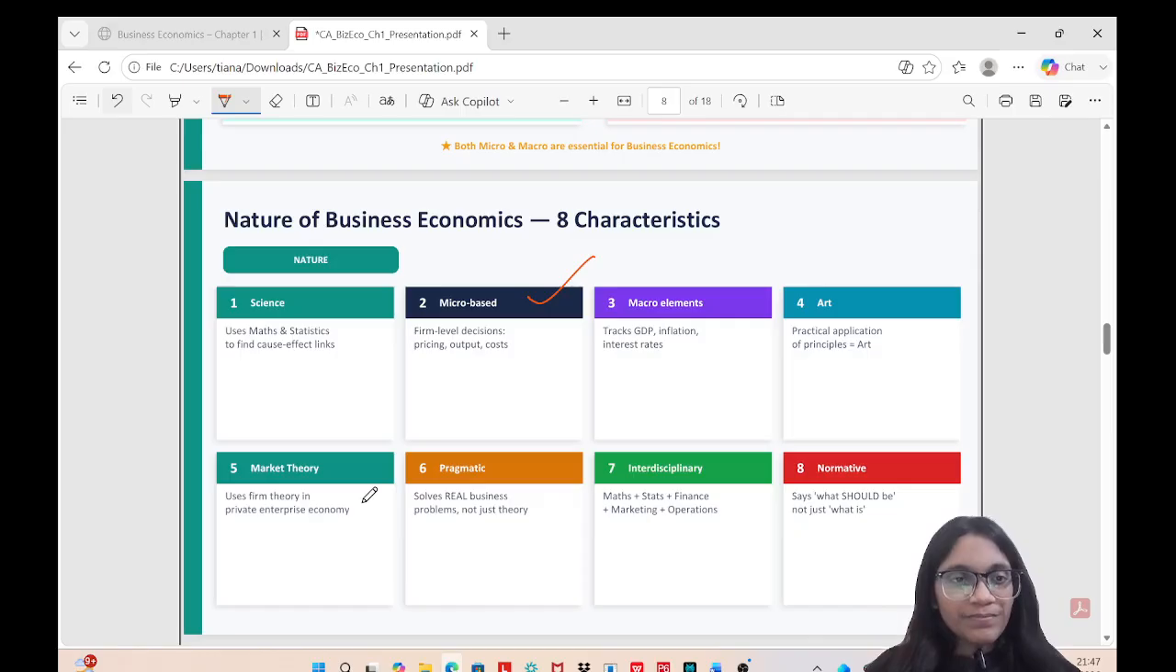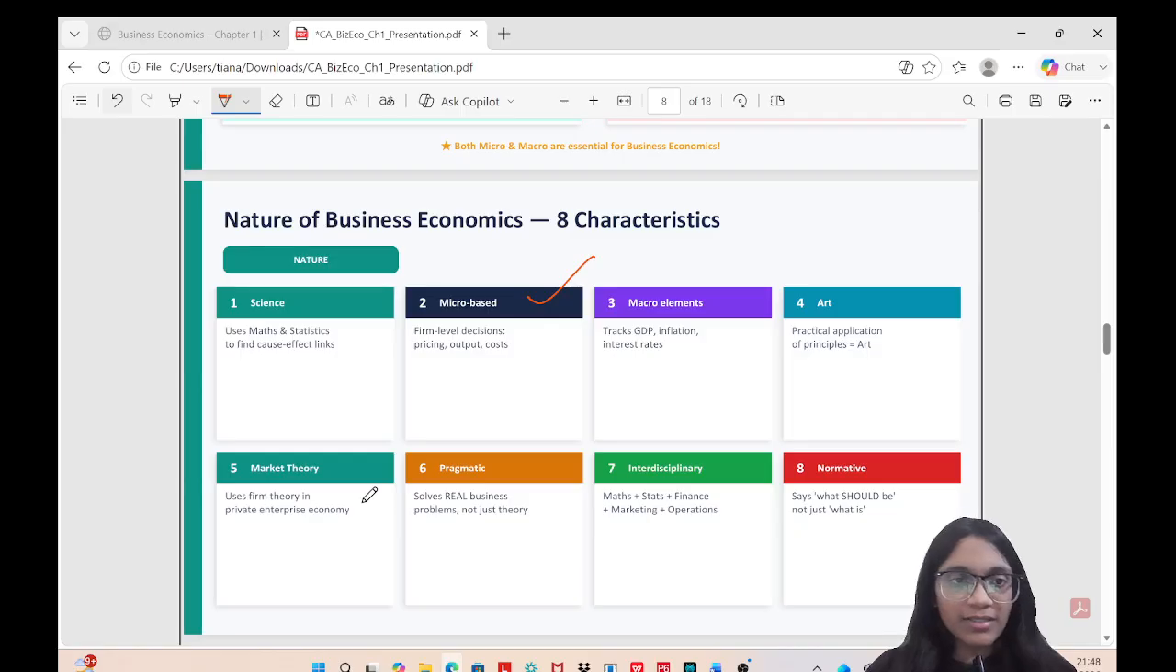Operations. For example, Amazon pricing algorithm. What do they do before doing all the analysis? They take all the data: economics, demand, supply, maths, algorithm, statistics, data, market, competitive analysis, all that at once. It's interdisciplinary. And the last one is normative. Normative is nothing but what should be. It does not just state what is.